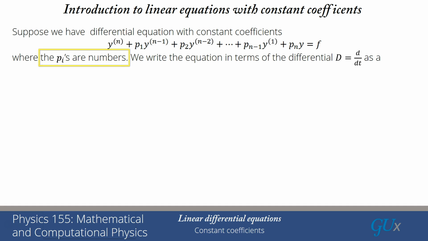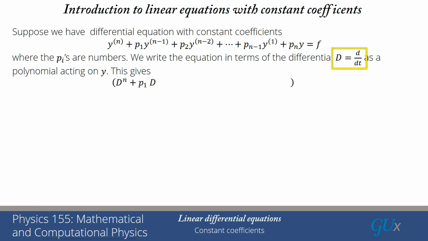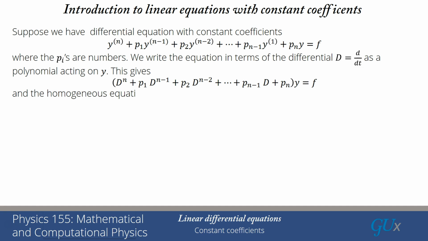Because of that, we're going to simplify our notation a little bit by using the differential operator D equals d by dt, and think of this as a polynomial in capital D acting on y. Then we get D to the n plus p1 D to the n minus 1 plus p2 D to the n minus 2, all the way up to plus pn minus 1 D plus pn acting on y is equal to f. And the homogeneous equation, of course, is the situation where f is replaced by 0. So this is the equation we have to solve.